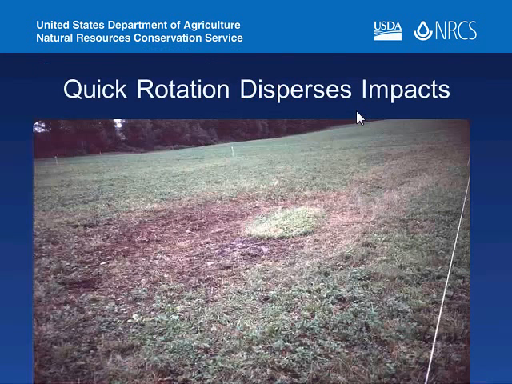However, if our planning is good and we're moving those animals in quick rotations, not just for the forage benefit, but the damage that might occur around the tank is very little, and within a month you wouldn't be able to see where that tank was.